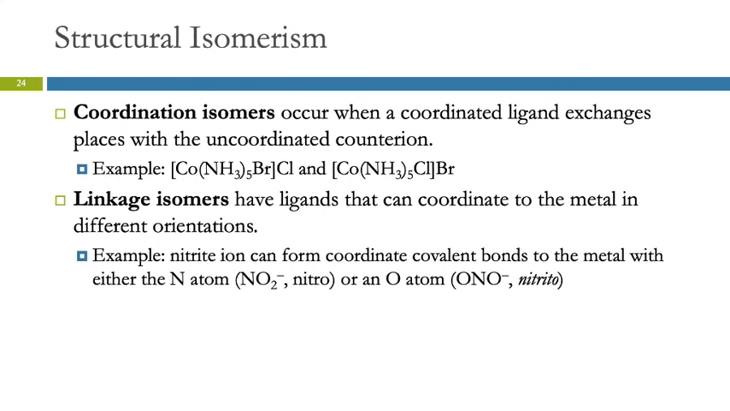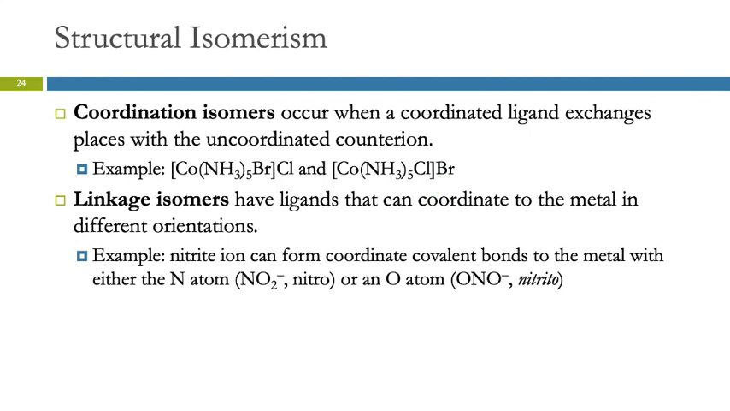So here's an example of a coordination isomer. So this first one has chloride as the counter ion, and bromide is one of the ligands. So bromide is attached to the cobalt via a covalent bond, and the chloride is just floating around balancing the charge. Over here, the chloride is the ligand and the bromide is the counter ion.